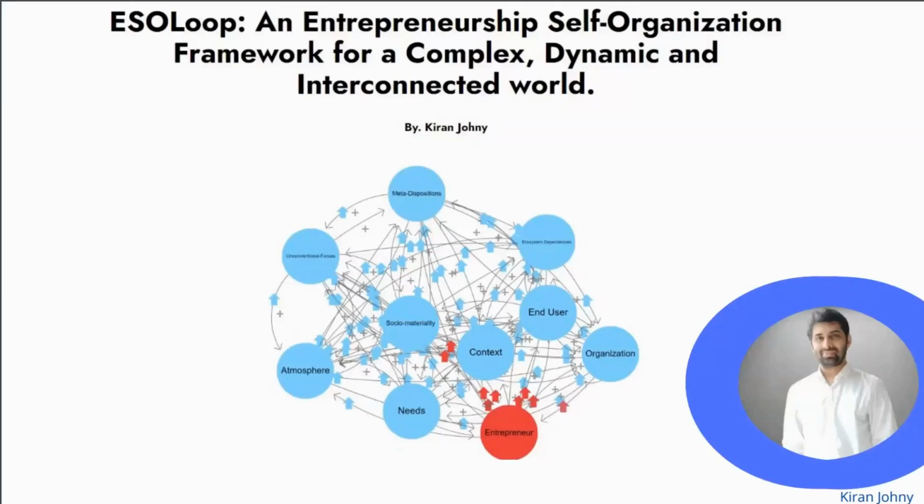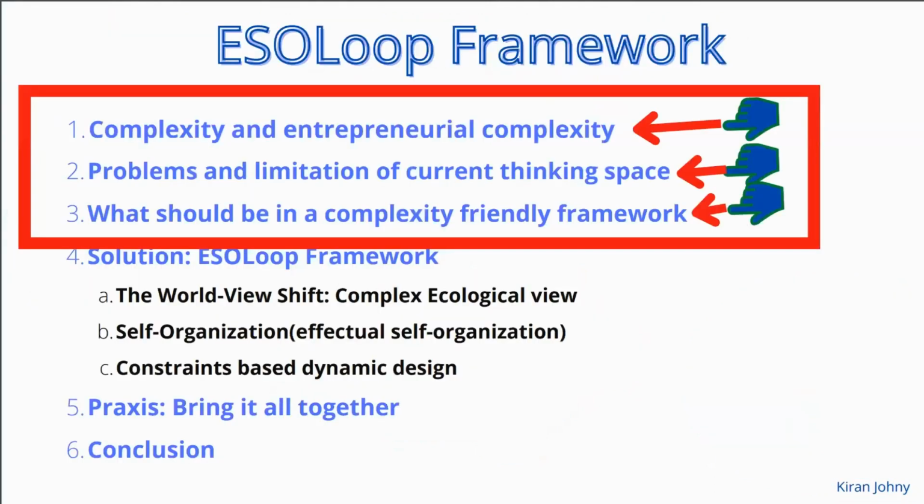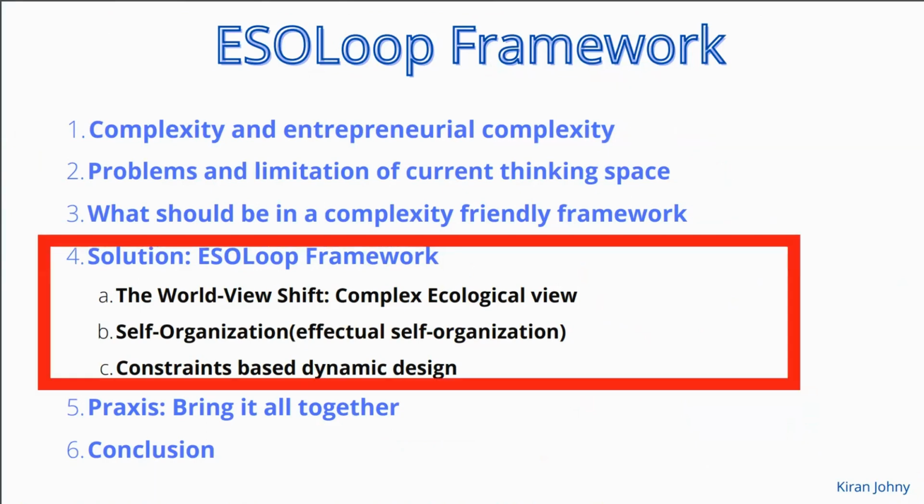This is the sixth in the introduction series of the Eso-Loop Framework. Until now, we were looking at the problem side. I have discussed the nature of complexity and entrepreneurial complexity, the problems and limitations of contemporary thinking space. I have also discussed what should be in a complexity-friendly design solution for a domain like entrepreneurship. In the last session, I have also given an overview of the framework.